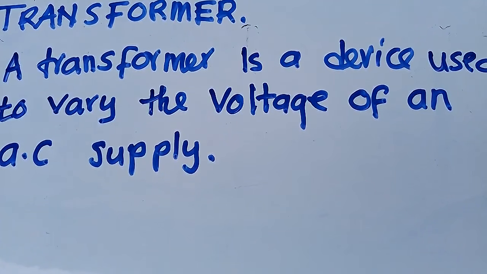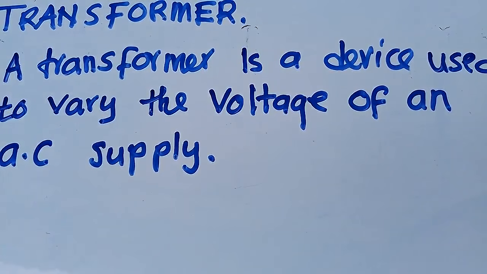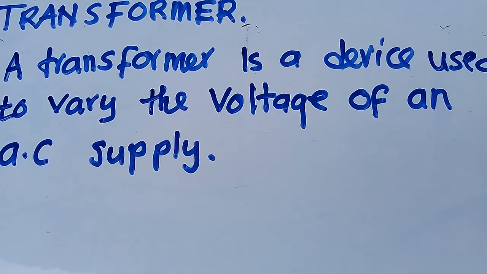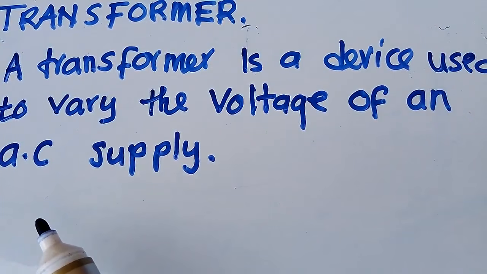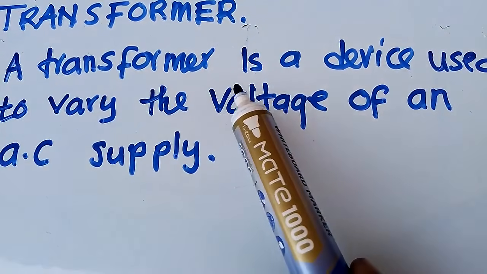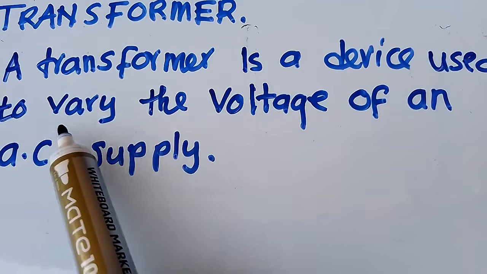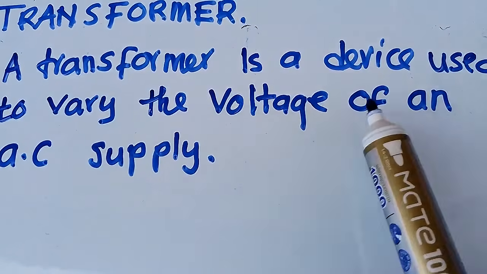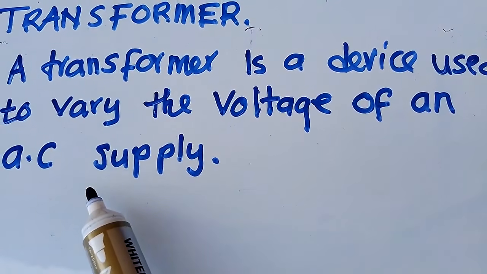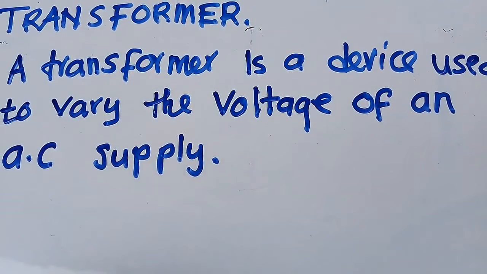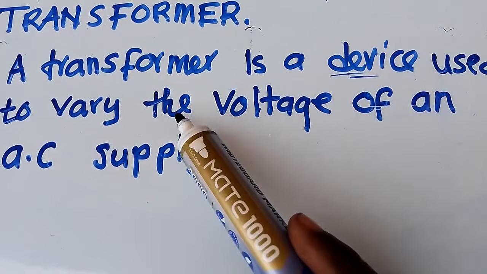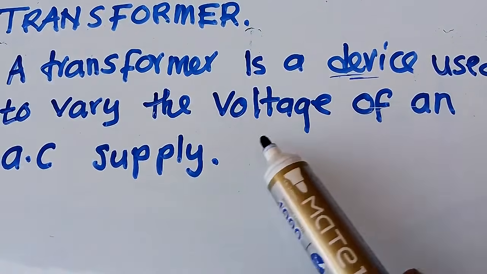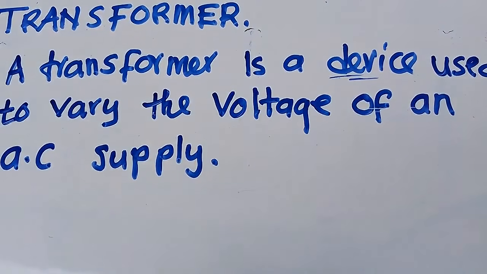So let us start. I wrote down this definition of a transformer. If someone asks you the question, what is a transformer? A transformer is a device used to vary the voltage of an AC supply. So each time we are talking about a transformer, we are talking about a device that is used to vary the voltage of an AC supply.